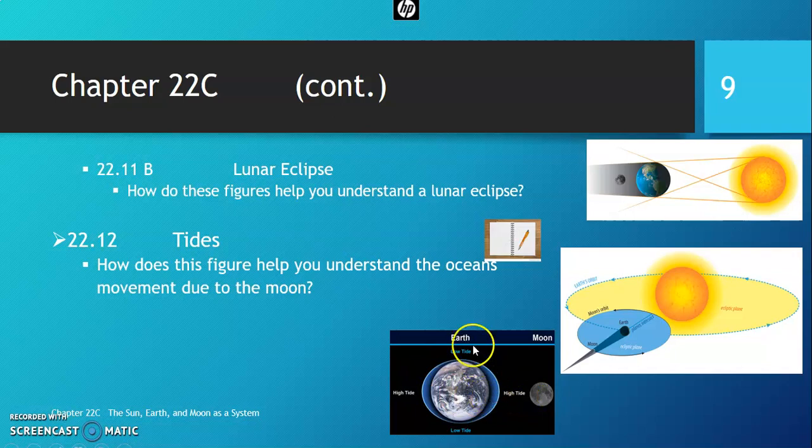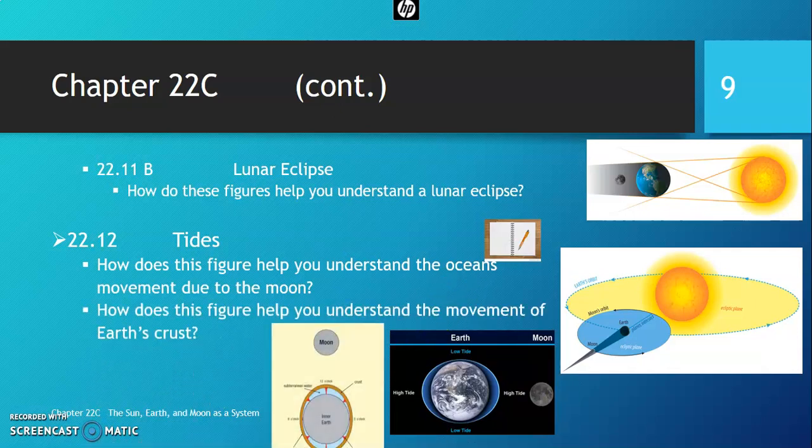All right, so imagine you took a line and you drew a line to connect the two low tides, and then you took a line to connect the two high tides. Which line would the moon be on? So what determines the high tides? Write that down.